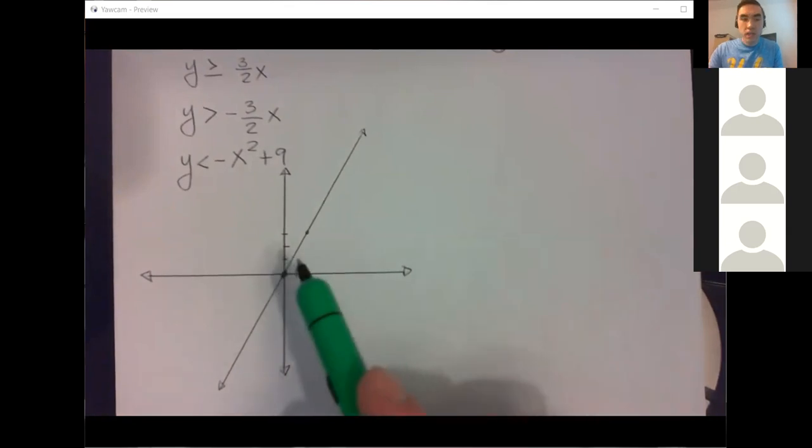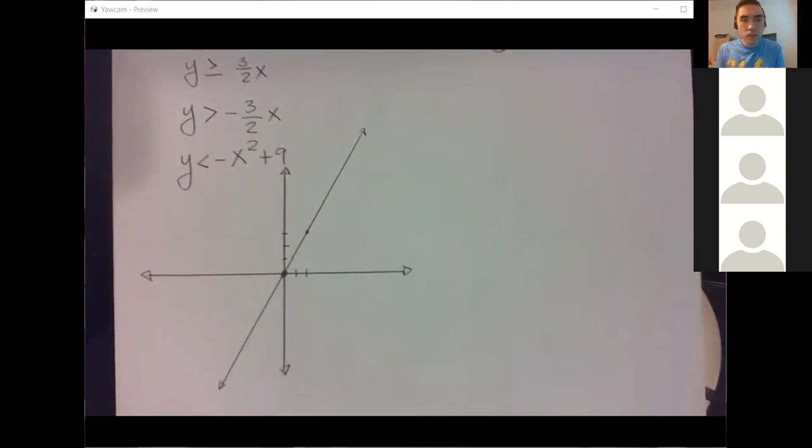Okay, so that's that. And what do you want me to use as a test point? How should we figure out which way we're shading?